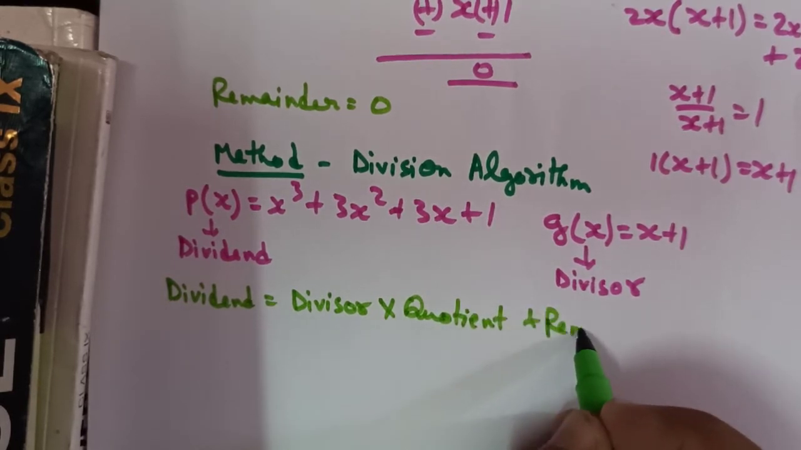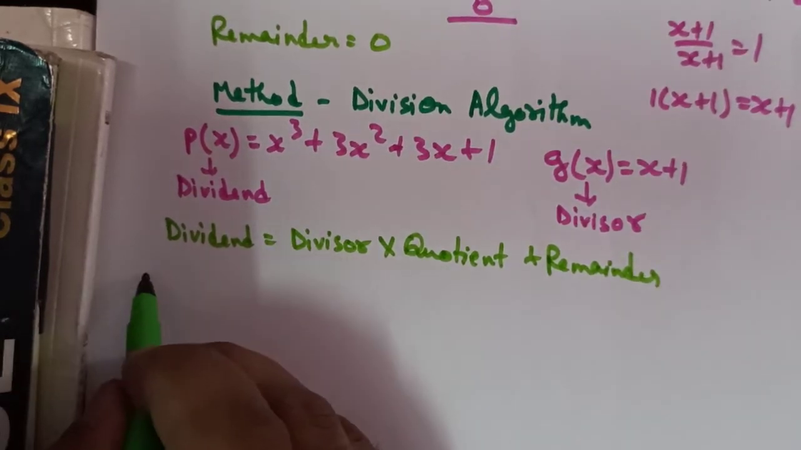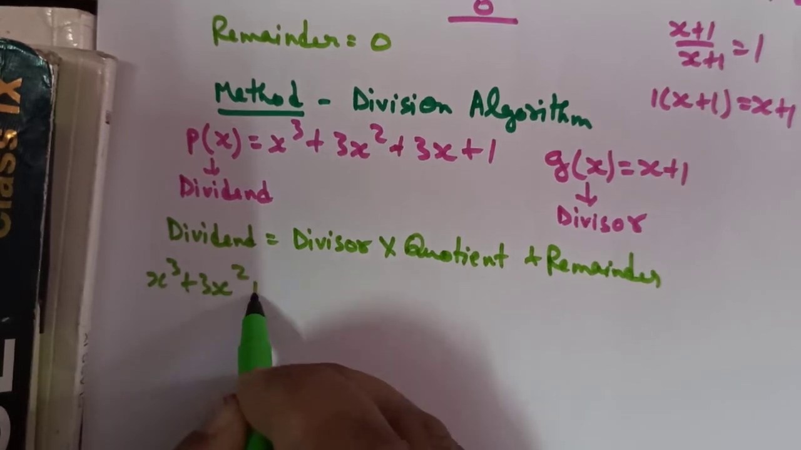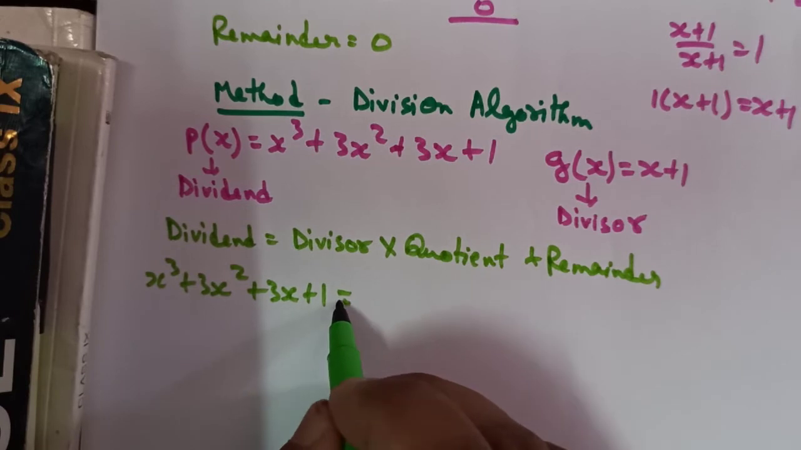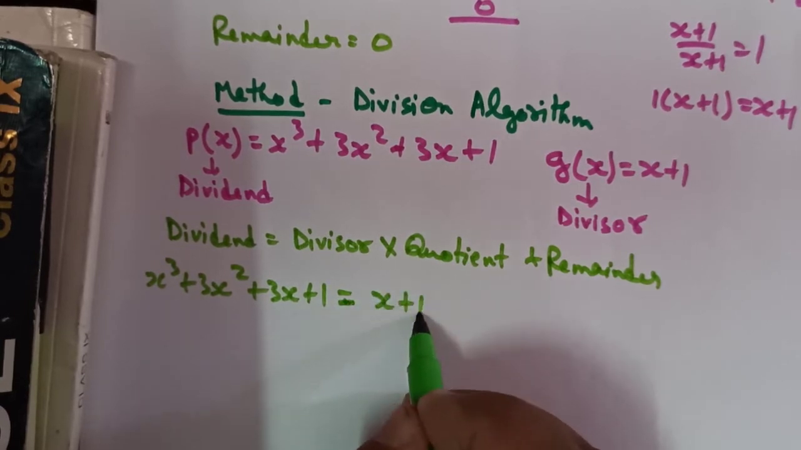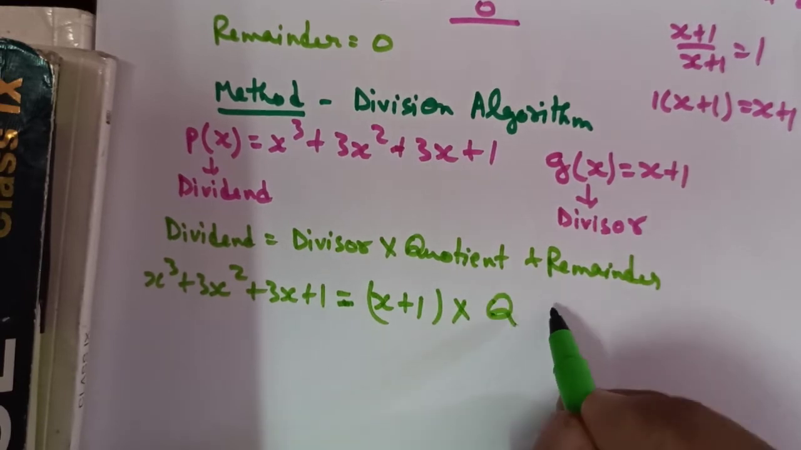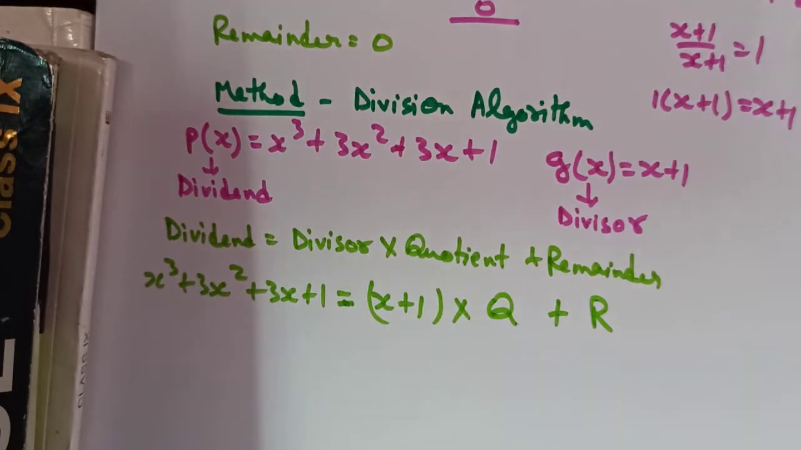So in place of dividend we will be writing x cube plus 3x square plus 3x plus 1. In place of divisor I will be writing x plus 1. In place of quotient, we don't know the quotient, so I am writing q, and remainder I am writing r. We have to calculate the value of r. Now how can we calculate the value of r?